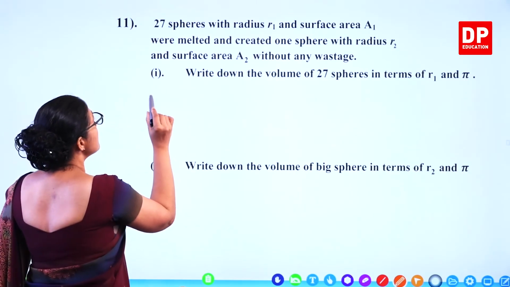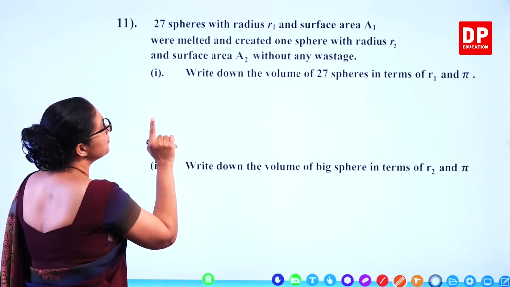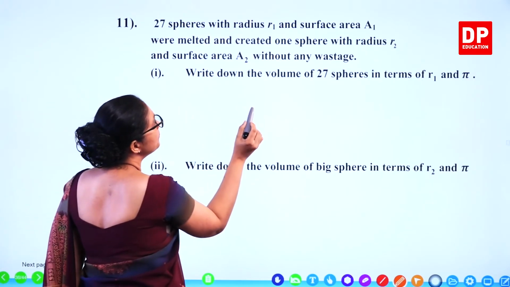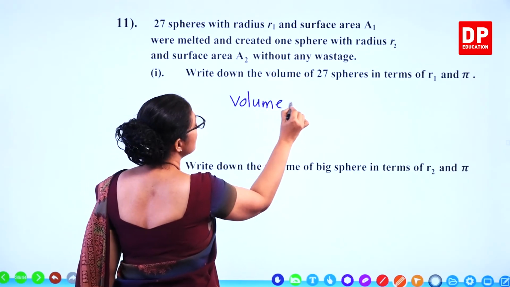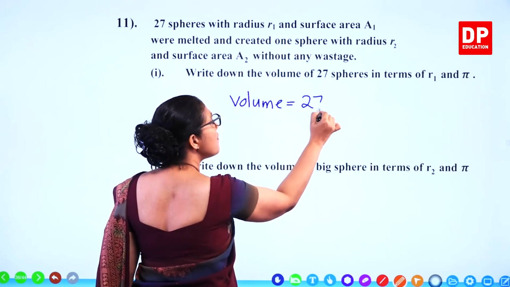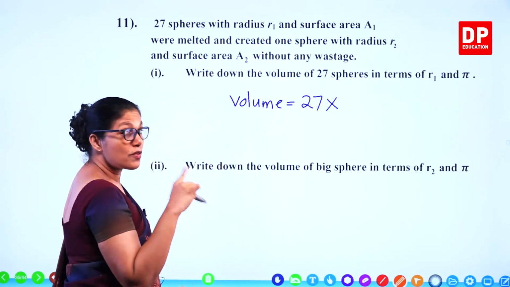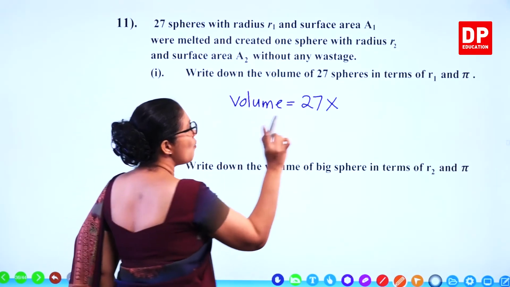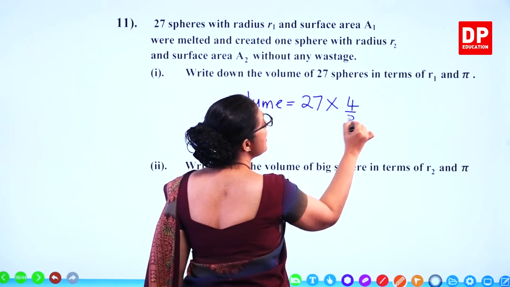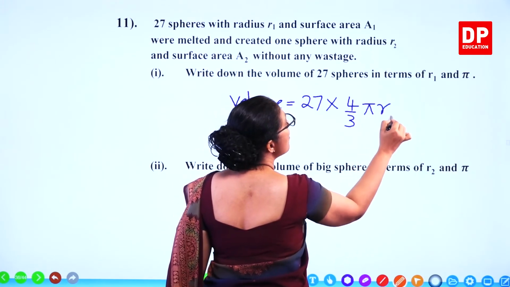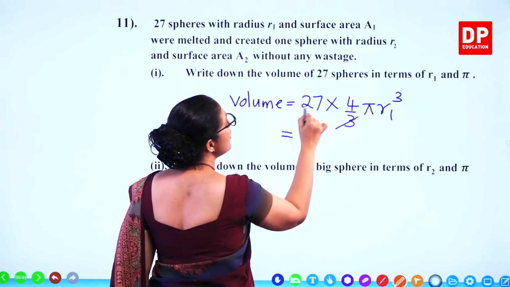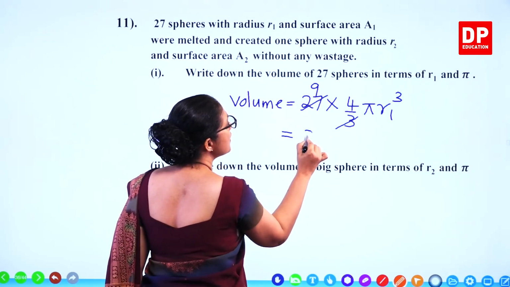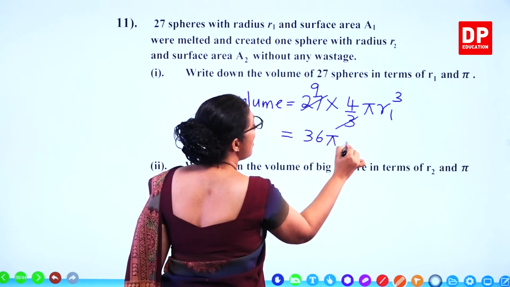So 27 spheres with radius R1. So what's the volume? Volume is equal to 27 times, because there are 27 spheres. One sphere is 4/3 pi R1 cube. So simplify, you get 9 times 4, 36 pi R1 cube.